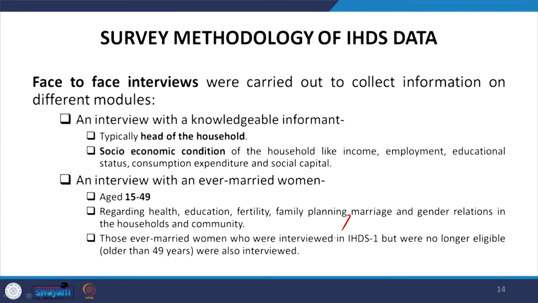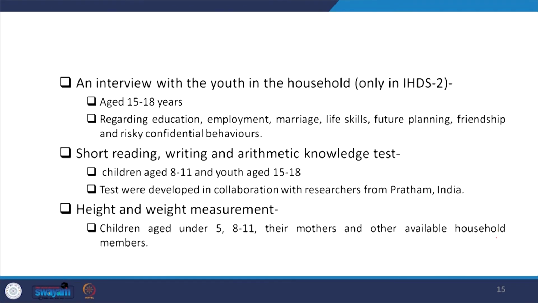Those ever married women who were interviewed in IHDS 1 but were no longer eligible, older than 49 years, were also interviewed in the next round. So we can make a comparison of their status, those who have already crossed their reproductive age or reproductive duration. An interview with the youth in the household was only covered in IHDS 2; youth information was not covered in IHDS 1. This is very unique so far as India's data sets are concerned.